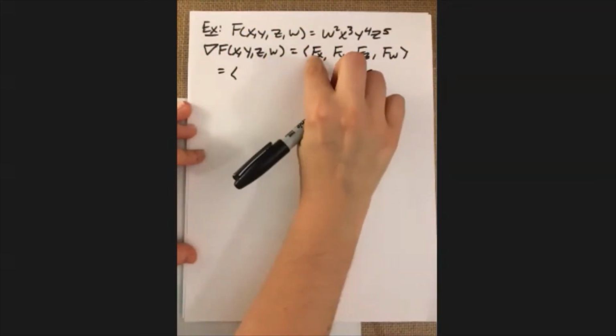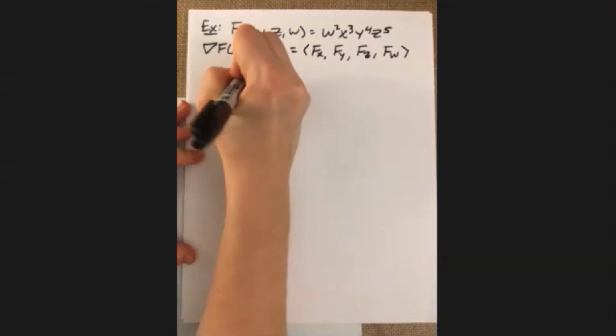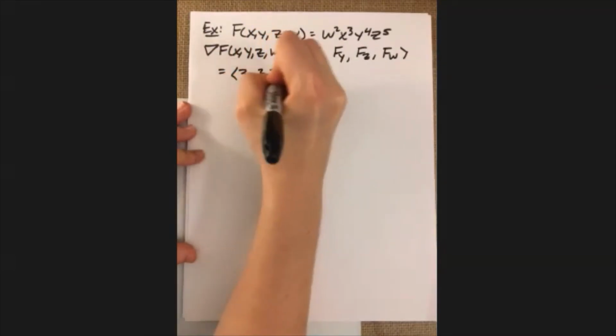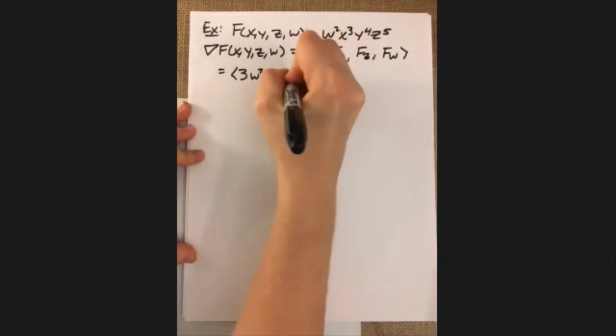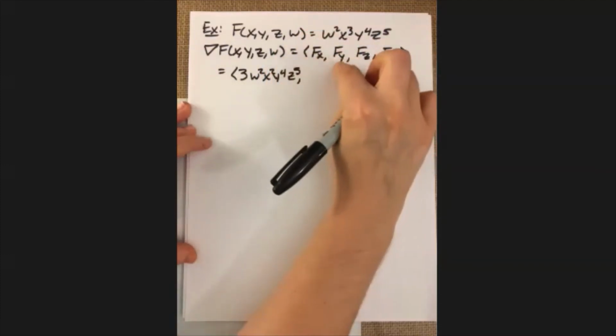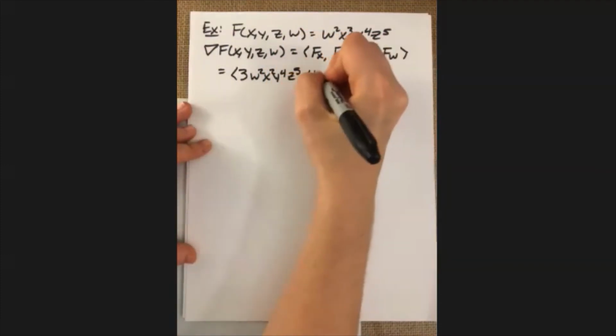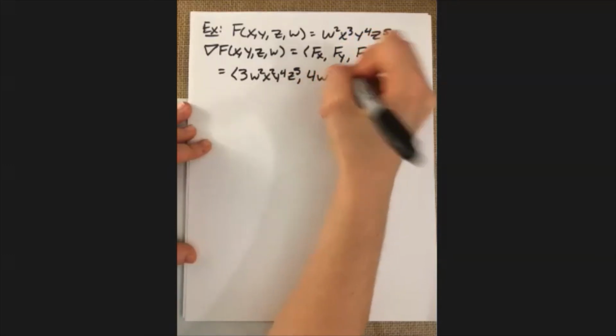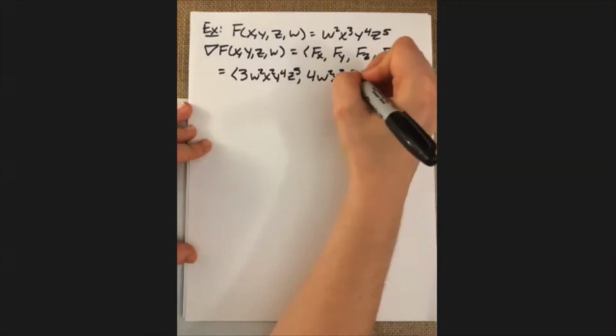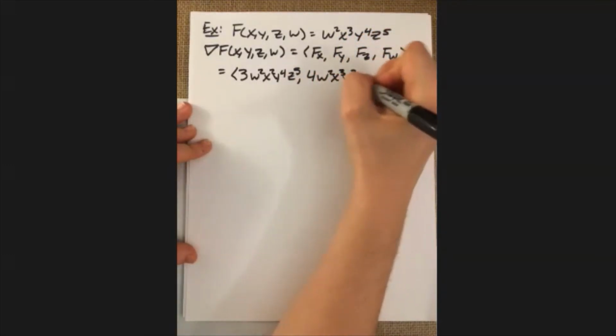So exact same process, we just have more pieces. So here we take the partial with respect to x, and that's going to be 3w squared, x squared, y to the fourth, z to the fifth. Take the partial with respect to y, and we're going to have 4w squared, x to the third, y to the third, and then z to the fifth.